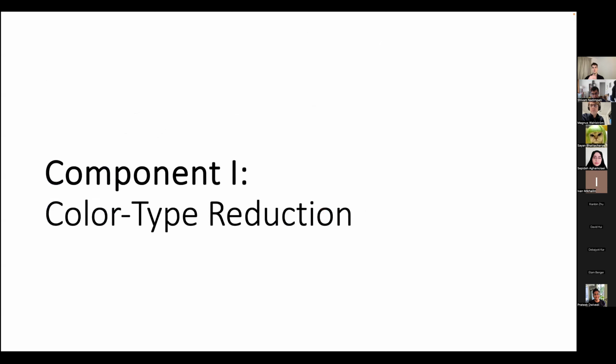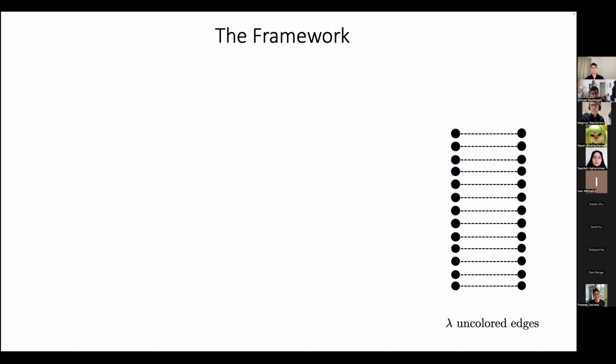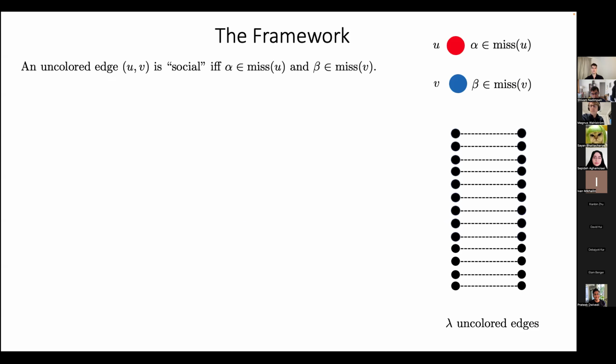Okay. So now to explain how these components actually work. Okay, so component one, this color type reduction. Like I said before, we fix some completely arbitrary colors alpha and beta, and we want to increase the number of edges that have this type, that are missing red at one endpoint and blue at the other endpoint. Okay, so this is the high level framework that we employ in order to achieve this.